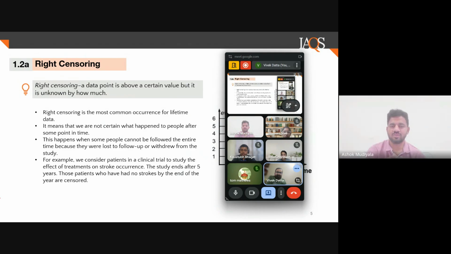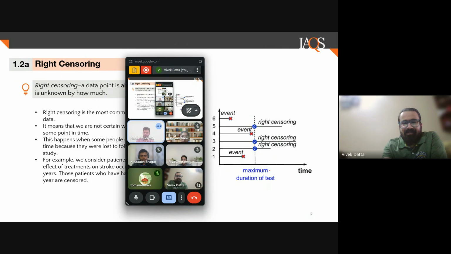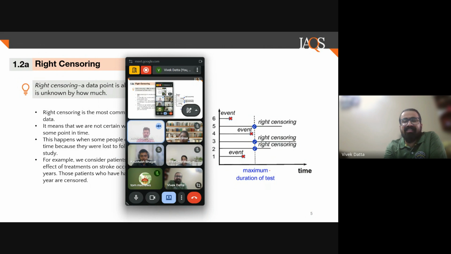So the diagram in the slide represents what is type 1, right? The maximum duration of the test, there is a point where they will be stopping. So that is a type 1 censoring. Yes. And that also can be right censoring, because after that there won't be any. It is everyone who's still remaining is right censoring. Yes. Yeah, clear.